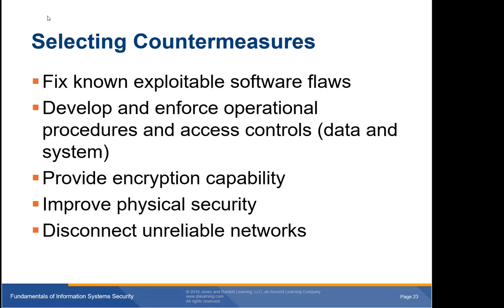There is an unlimited number of possible countermeasures. A countermeasure must have a clearly defined purpose. It must address a risk and reduce a vulnerability. A countermeasure or control without an exposure or risk is a solution seeking a problem. Some specific purposes of countermeasures include the following: fix known exploitable software flaws, develop and enforce operational procedures and access controls, both data and system, provide encryption capability, improve physical security, and disconnect unreliable networks.